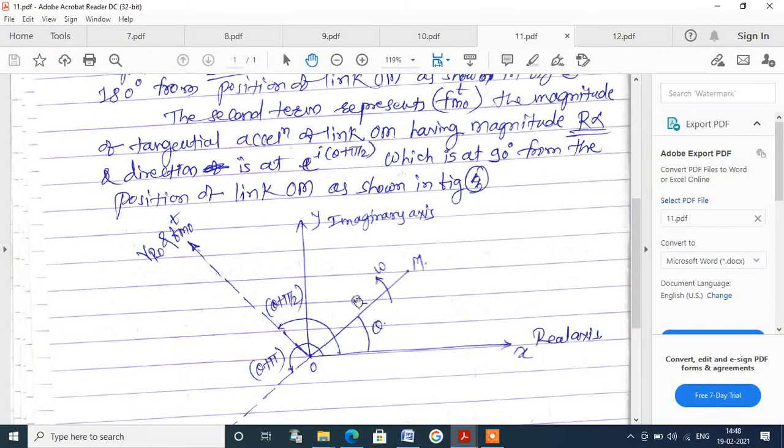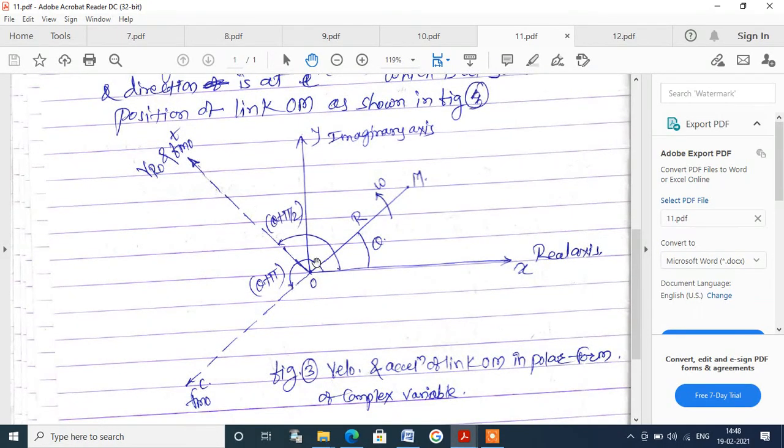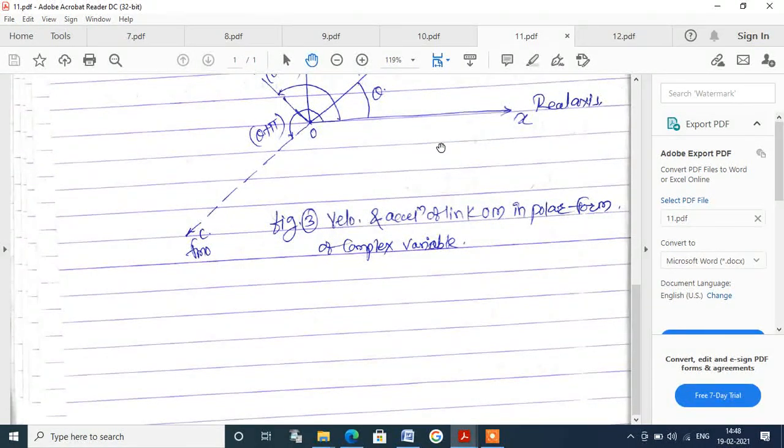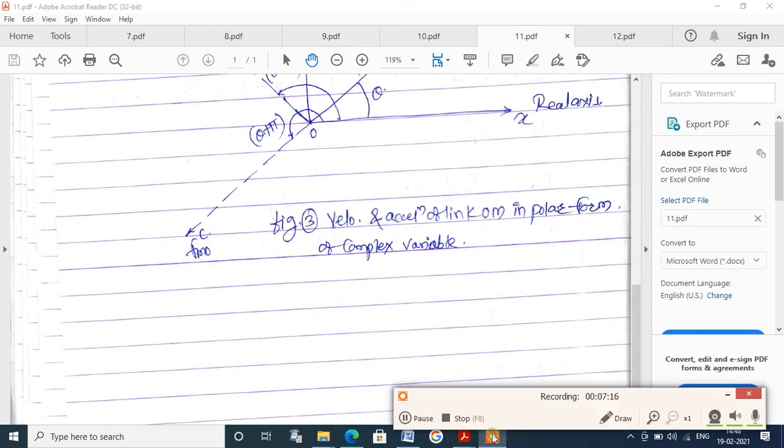So it is shown in the figure. So this is the OM position, this is the velocity at theta plus pi by 2, and here also the tangential component of acceleration F, whereas the centripetal acceleration is at theta plus pi. So this direction. So this way we can give the direction also. So the next part we will see in the next class.